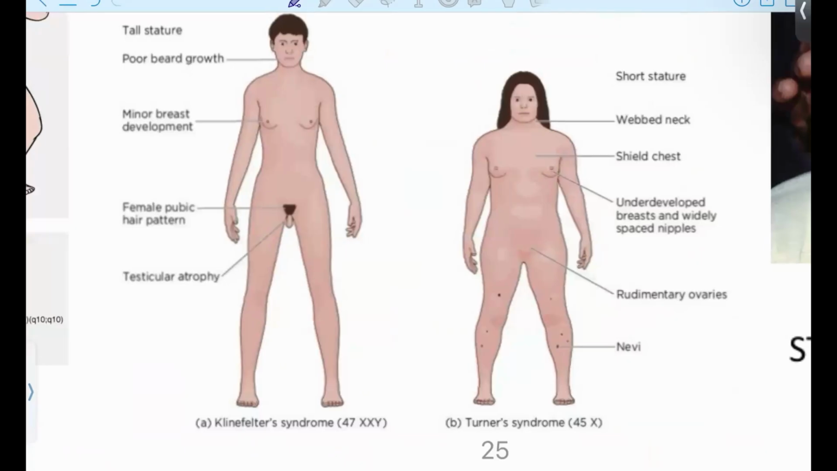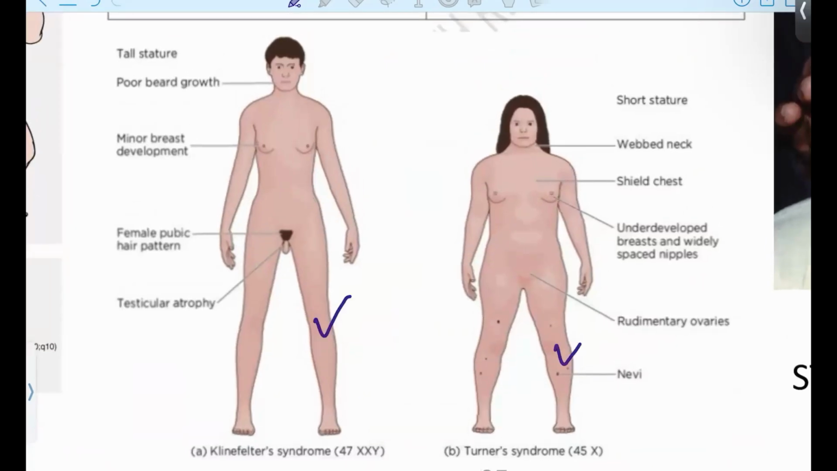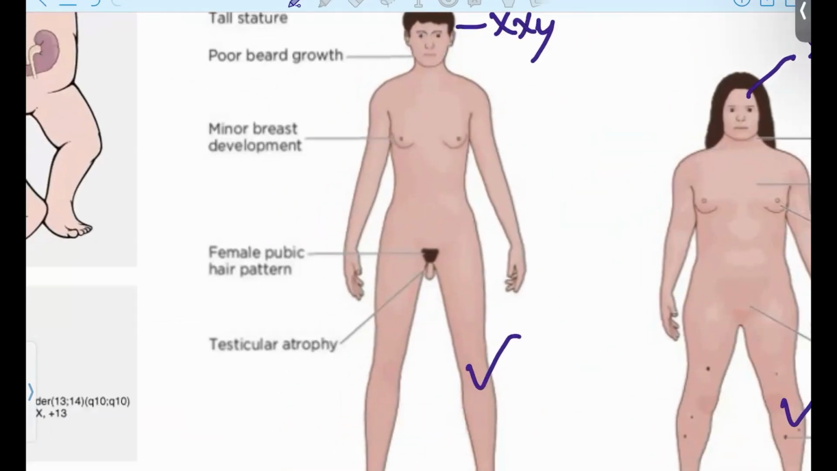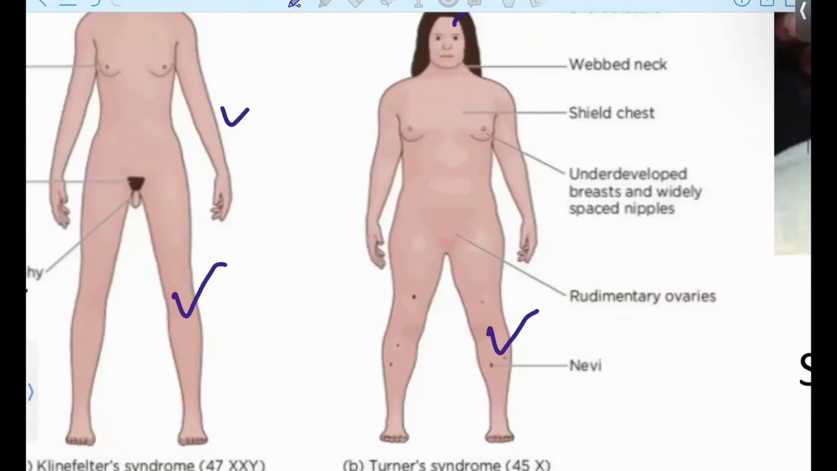Next, these two classic syndromes, Klinefelter and Turner syndrome. Klinefelter is due to XXY, and patients suffering from Turner syndrome have monosomy X. These are the chromosomal abnormalities. What are the features? This patient will have minor breast enlargement, sparse pubic hair, and testicular atrophy. Obviously, this patient is infertile. Gynecomastia is also seen. The Turner patient will have a webbed neck and streaked ovaries. Obviously, this patient will suffer from primary amenorrhea despite all the genes being present.